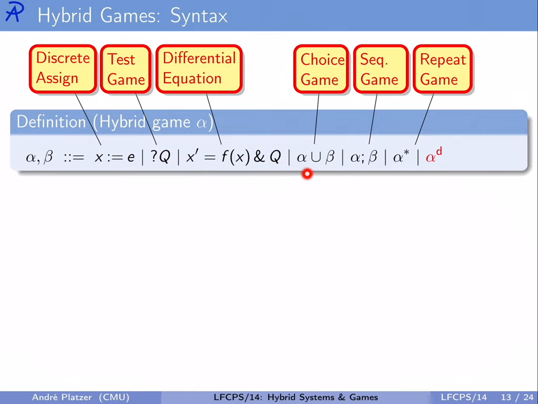It's a choice between playing the game alpha and playing the game beta. Think of it like a choice between playing Monopoly or Scrabble. An Angel gets to make the choice.